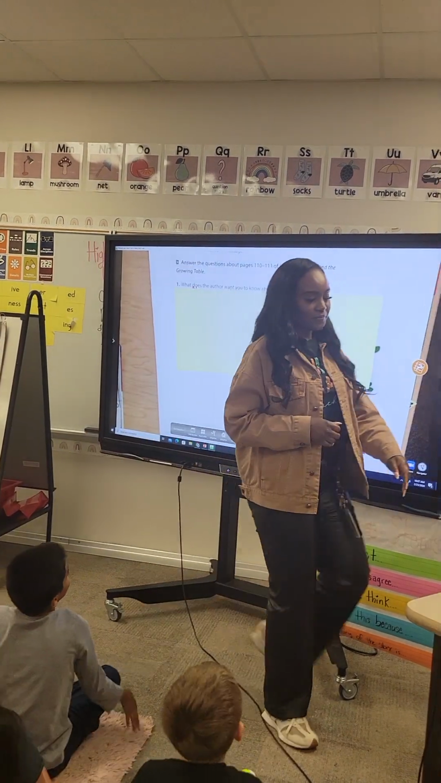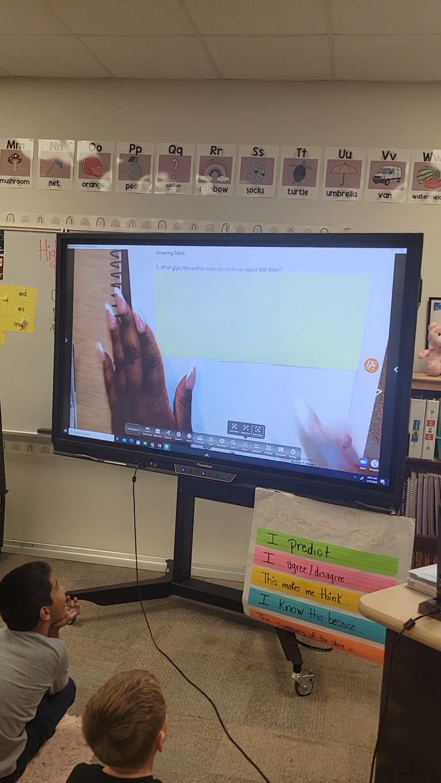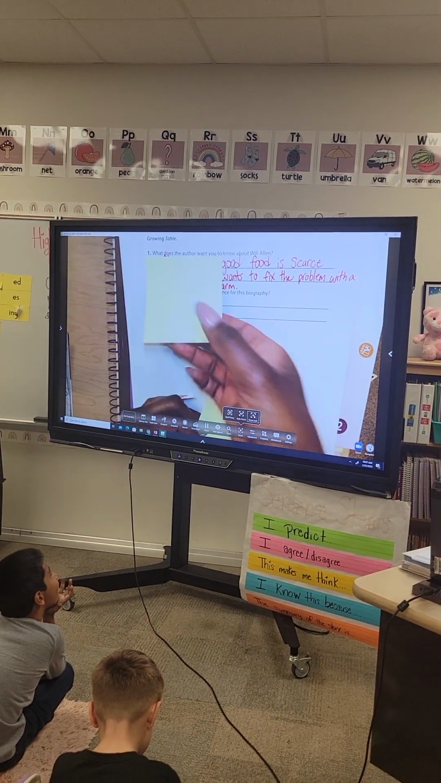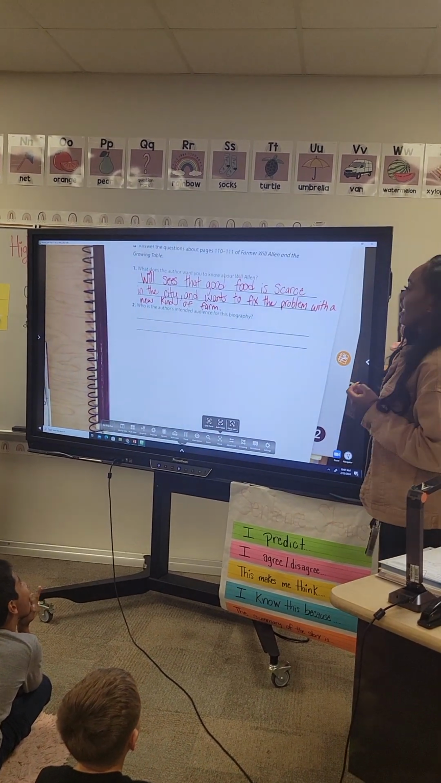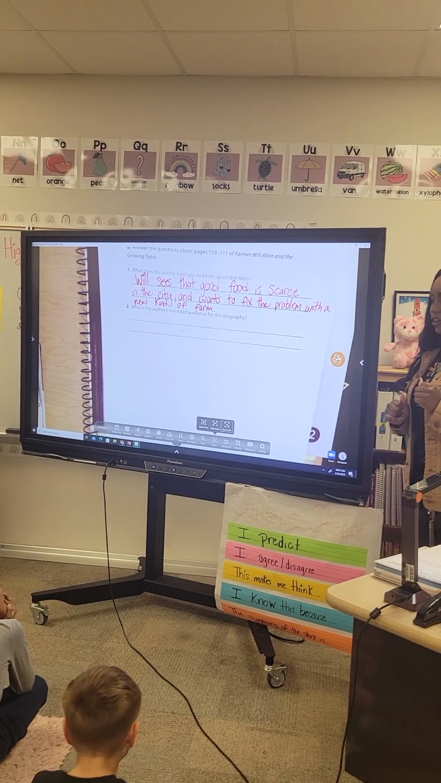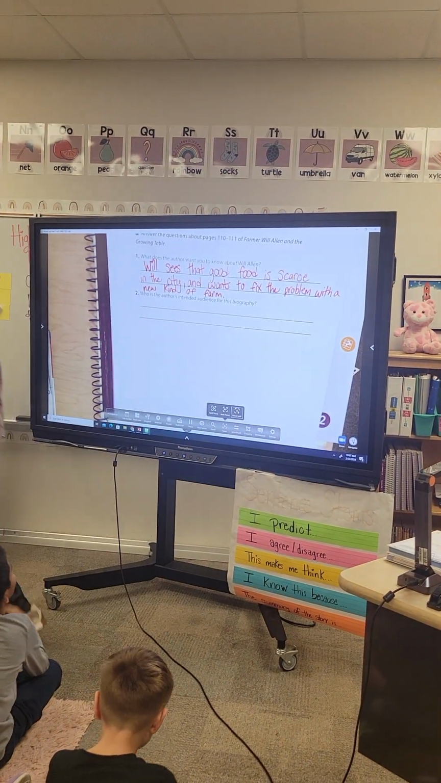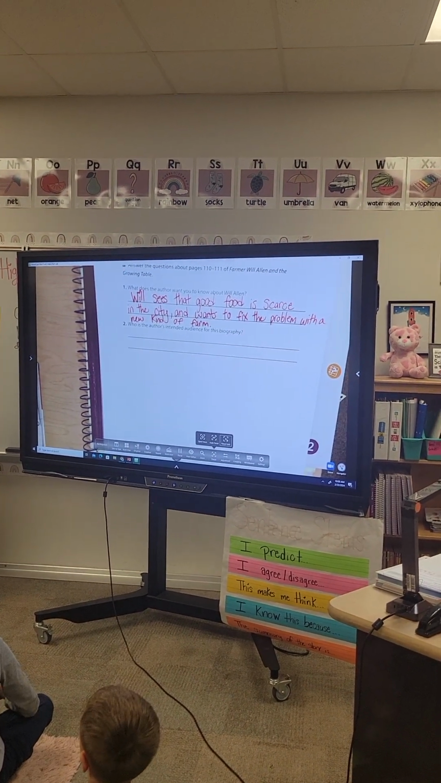Okay, so what does the author want you to know about Will Allen? I like what Olivia said, and I agree, Olivia. Miss Johnson wrote that Will sees that good food is scarce in the city and wants to fix the problem with a new kind of farm. So that's what the author wants me to know about him, just from those 2 pages. He sees there's a problem, and he wants to do what? Find a solution.